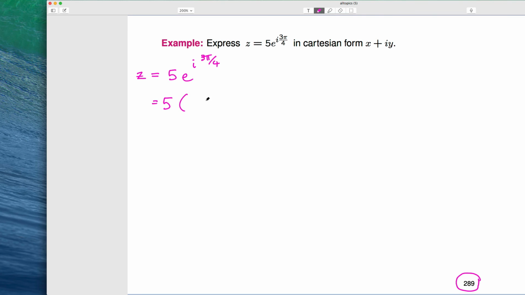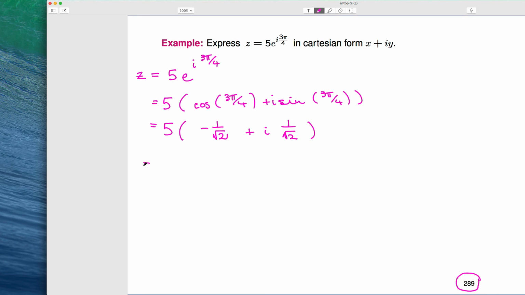So remember, e to the i theta is just cos theta plus i sine theta, in this case with theta equal to 3 pi on 4, and we're just going to evaluate cos and sine at 3 pi on 4. So cos of 3 pi on 4 is just minus 1 on root 2, and sine of 3 pi on 4 is 1 on root 2. So this just gives you minus 5 on root 2 plus i times 5 on root 2, and it's that easy.